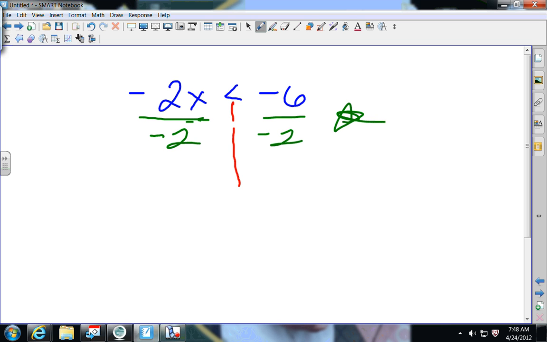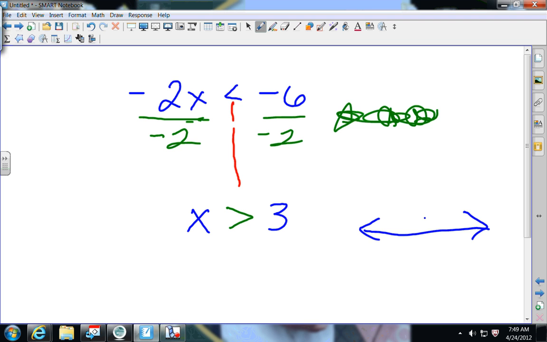Ding, ding, ding! Why am I freaking out? You divided by a negative, so you have to flip it. And guess what? They're going to have that on the test because that's what they want you to know. And so it becomes this. Okay? Now, you go to graph this one. At 3, it is an open circle, and you shade to the right.